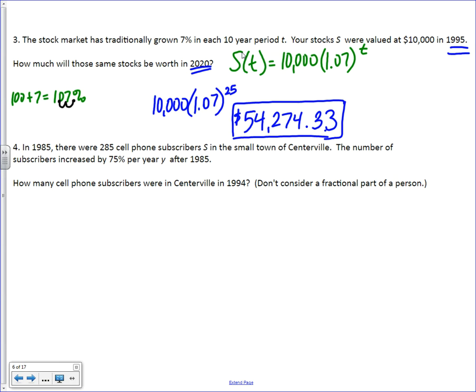Now, I need you to understand that most all of these problems, except for the first one, have been increasing, right? Okay, we could also be decreasing, like in the first one where we subtracted. All right, number 4. Read it to yourself.